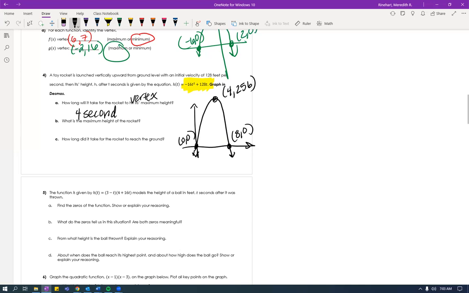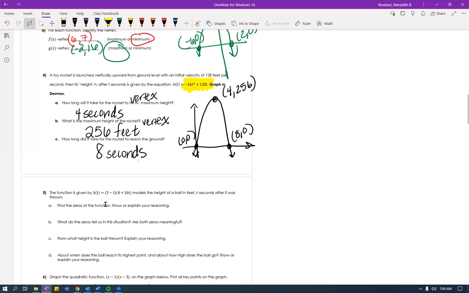So this actually answers part A and part B, because part B is asking us for the maximum height, not when it hits the maximum height. So there's our 256 feet. How long does it take for the rocket to reach the ground? Well, it launched from 0 feet, it goes up, it comes back down, and then it lands again at 8 seconds. So those x-intercepts tell us when it touches the ground.